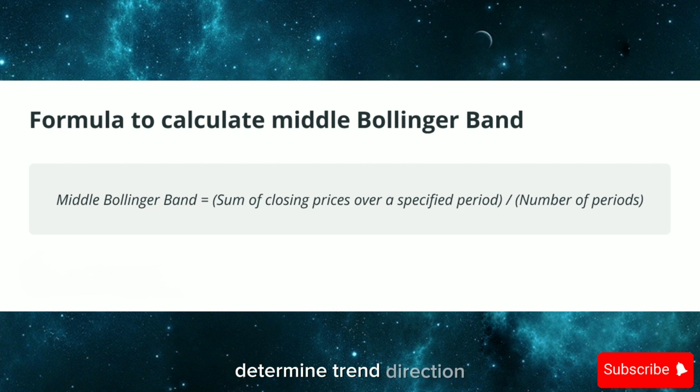Determine trend direction. Traders may use Bollinger Bands to ascertain the prevailing trend direction. The price may indicate an uptrend if it constantly moves along the top band. On the other hand, if it frequently touches or remains close to the lower band, it can be a sign of a downtrend.